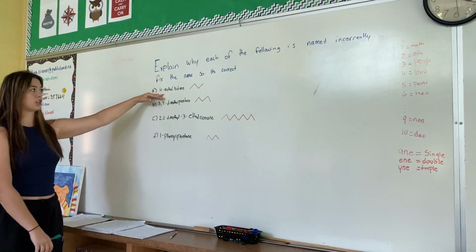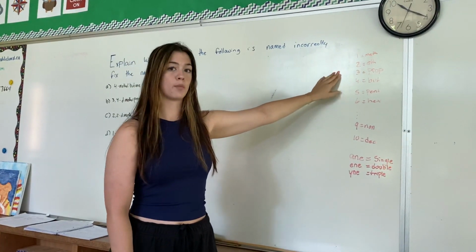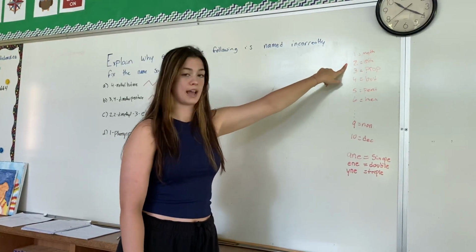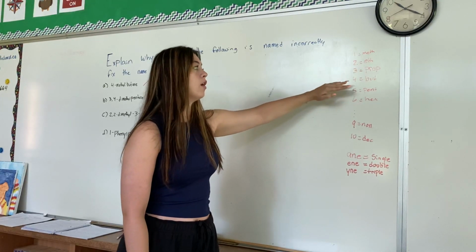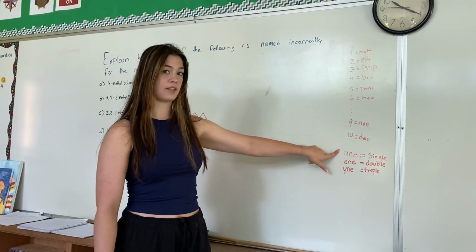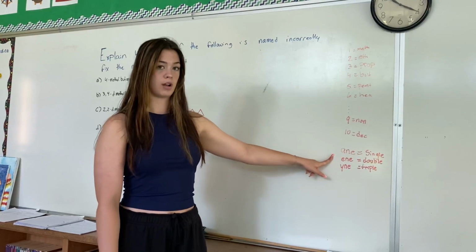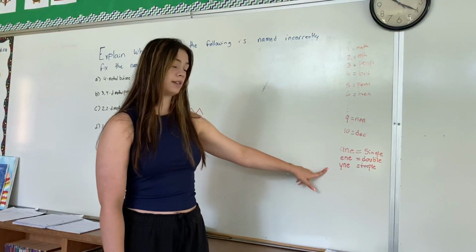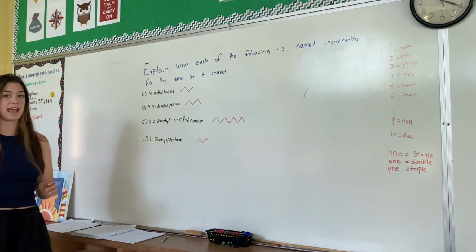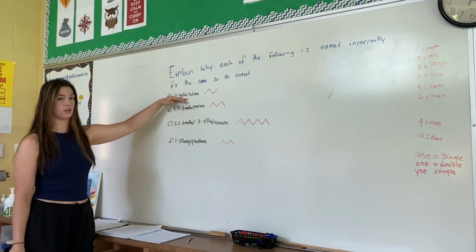So first off, we're going to start with 4-methylbutane. So a quick refresher, our prefixes for each name: 1 equals meth, 2 equals eth, 3 equals prop, 4 equals but, and so on. And then our endings: if we have an ANE, it's a single bond, an ENE, it's a double bond, and a YNE, it's a triple bond. Today we're just going to be working with single bonds, so all of our ending names will have an ANE at the end. So why is 4-methylbutane incorrect?